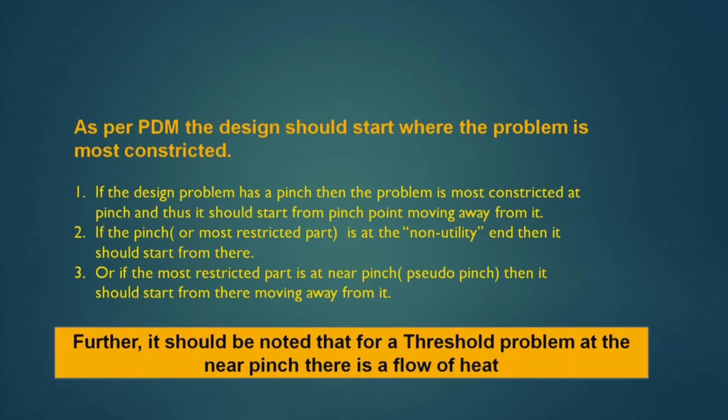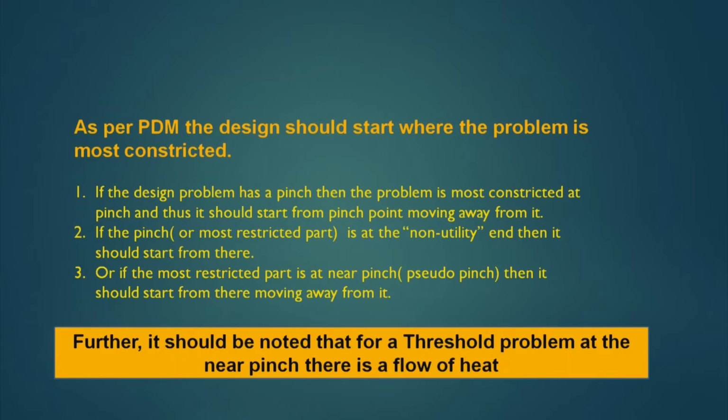As per the PDM rules, the design should start where the problem is most constricted. This we have learnt. Now, if the design problem has a pinch, then the problem is most constricted at the pinch and thus it should start from the pinch point moving away from it. If the pinch or the most restricted part otherwise is at the non-utility end, then the design should start from there and we should move away from it.